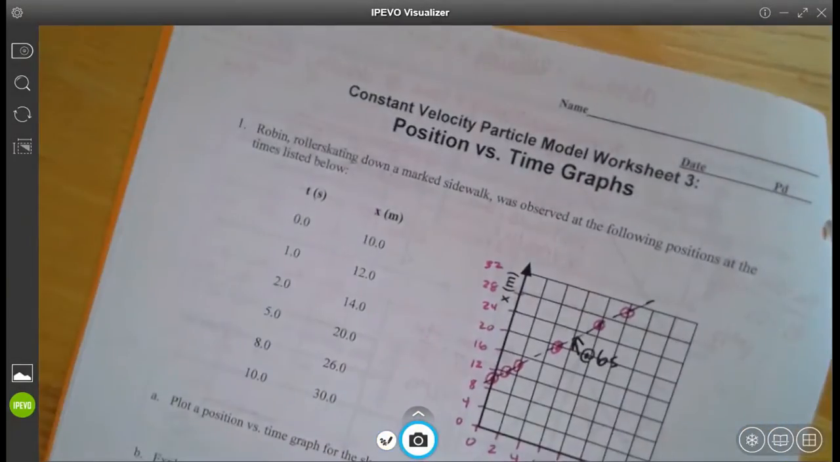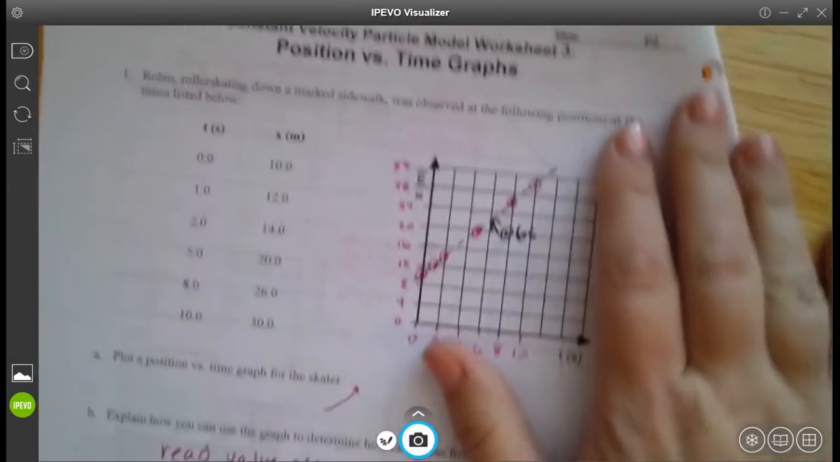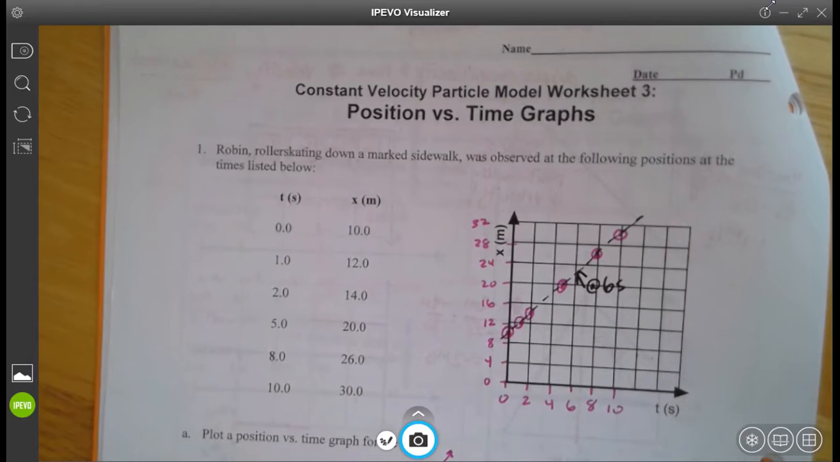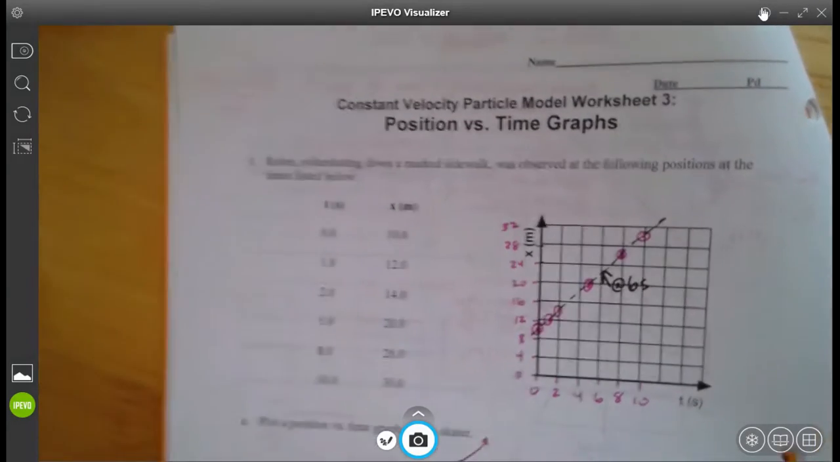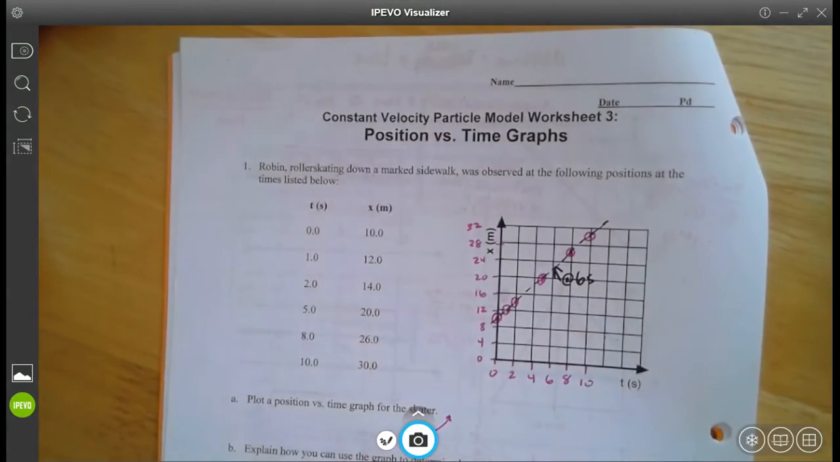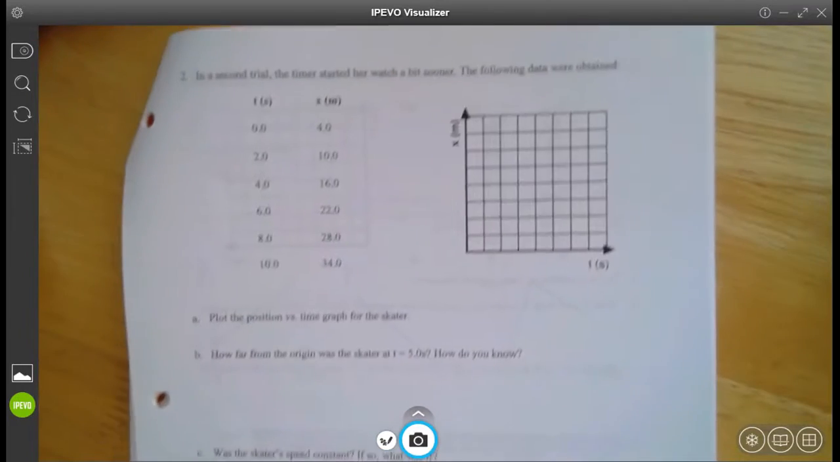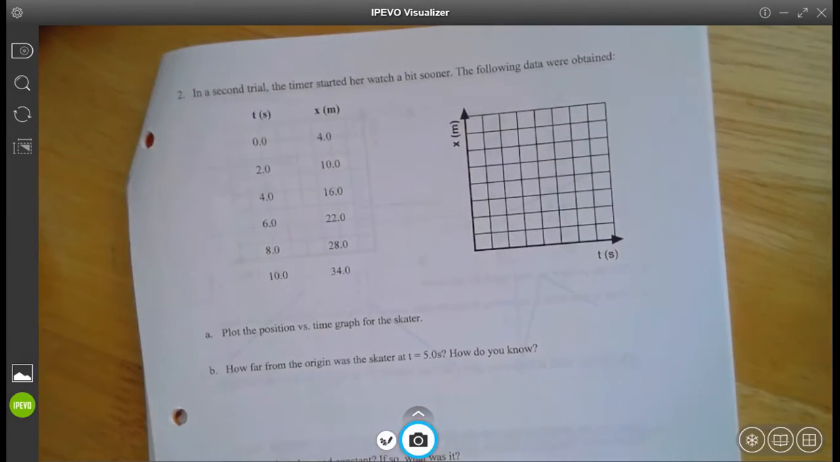Okay, so you guys should be able to see the position versus time graphs worksheet. We worked on the first problem yesterday, and we're just going to finish talking about the other problems on the worksheet, number 3. So we have the first problem we did yesterday, and then we have another trial where the timer started their watch a little bit sooner.